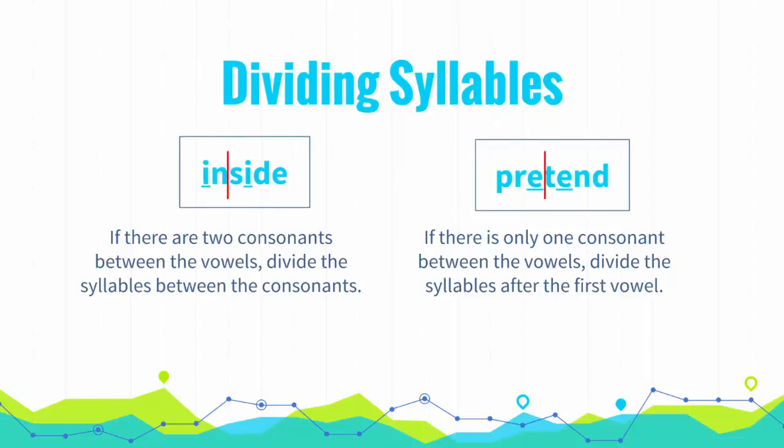When dividing syllables, it is important to always first point out the vowels. Then look to see how many consonants are between the vowels. The word inside has 2 consonants between the vowels, so the syllables are divided between the consonants N and S. The word pretend has only 1 consonant between the vowels, so the syllables are divided after the first vowel.